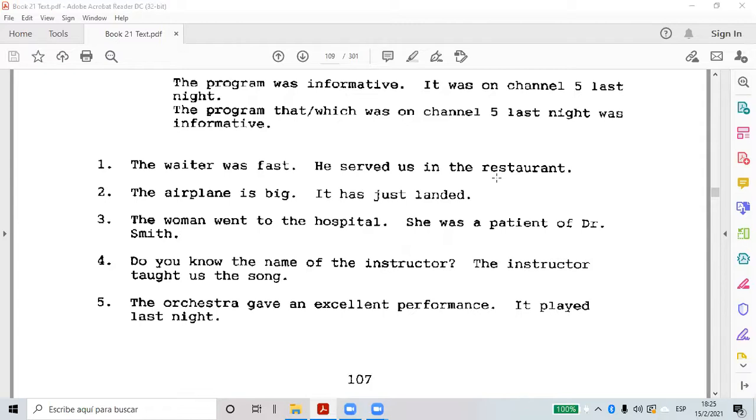Number 3. Ana Cabrera, please. The woman went to the hospital. She was a patient of Dr. Smith. The woman who went to the hospital was a patient of Dr. Smith.